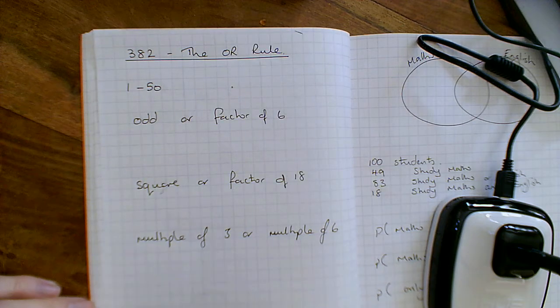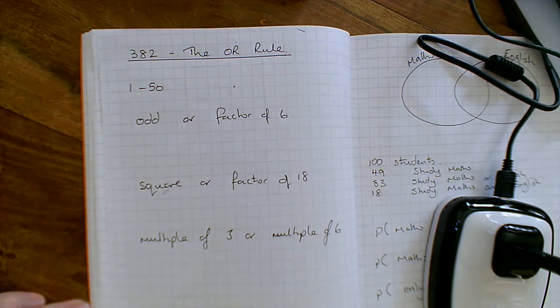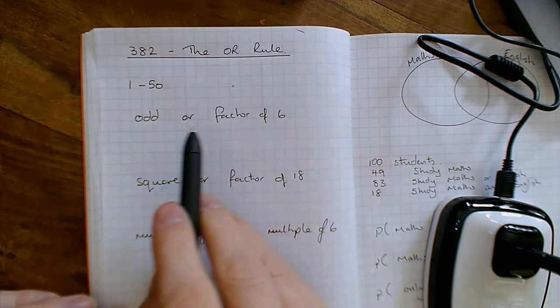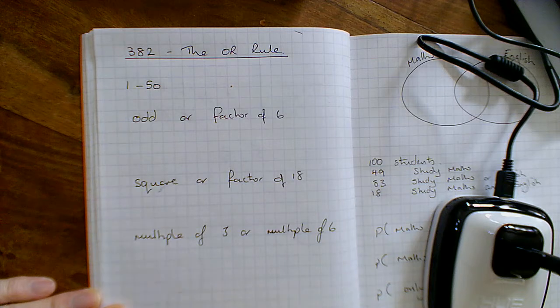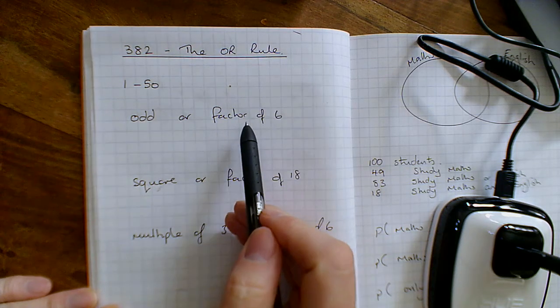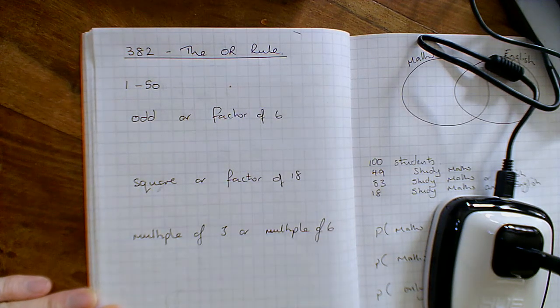Okay, so on this question I've got the numbers 1 to 50, and what I have to do is figure out the probability of getting an odd number or a factor of 6. Now I think the note here is you can have an odd number which is a factor of 6, so you've got to make sure you understand that part.